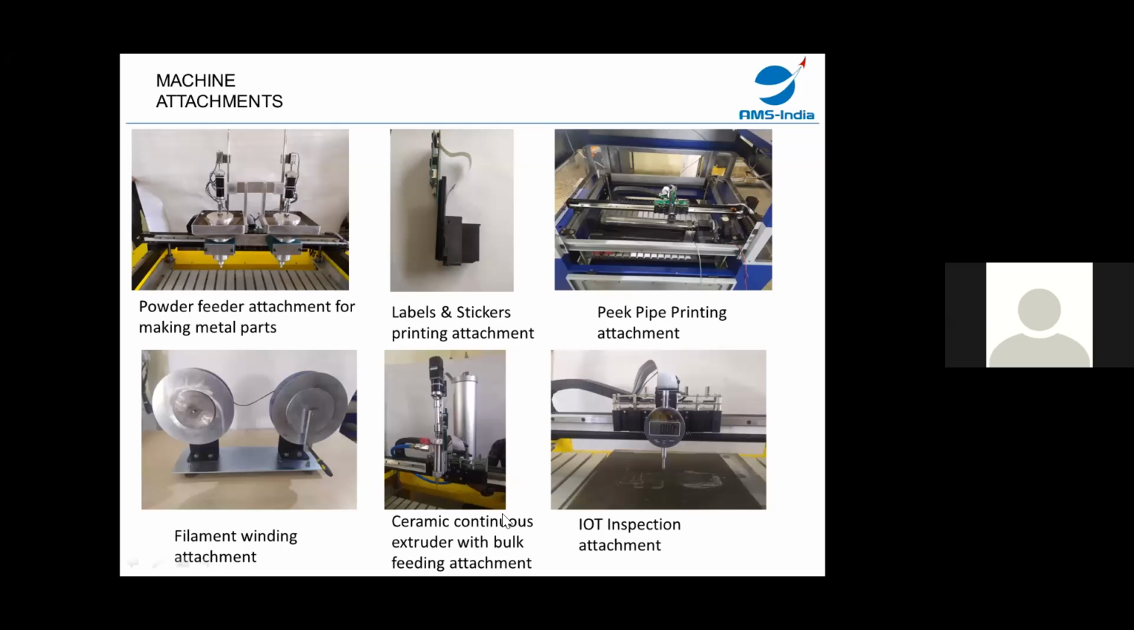If you have powders like sand and iron powder, you want to print it, put it layer by layer in a crucible and use it for melting or making metal parts, you can use the powder feeder attachment.